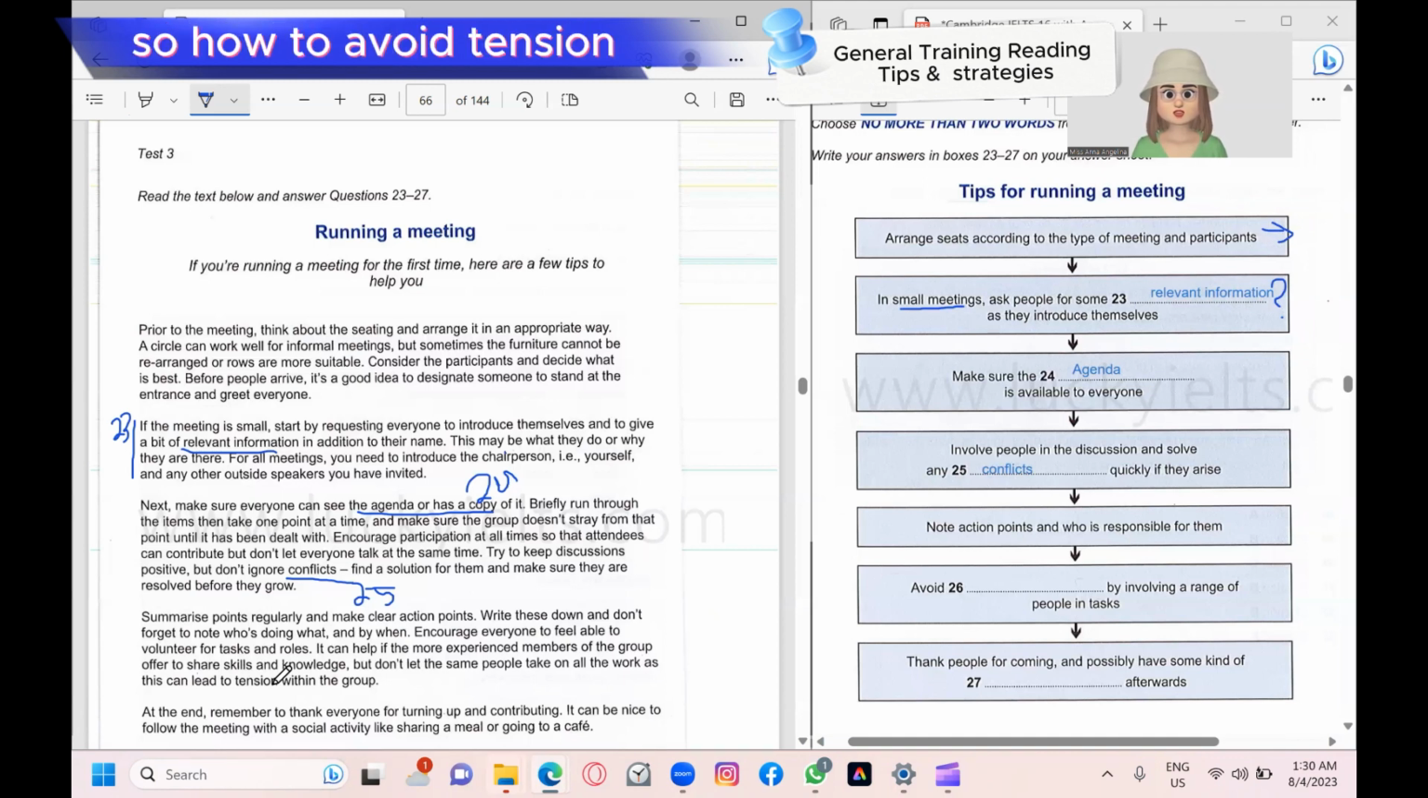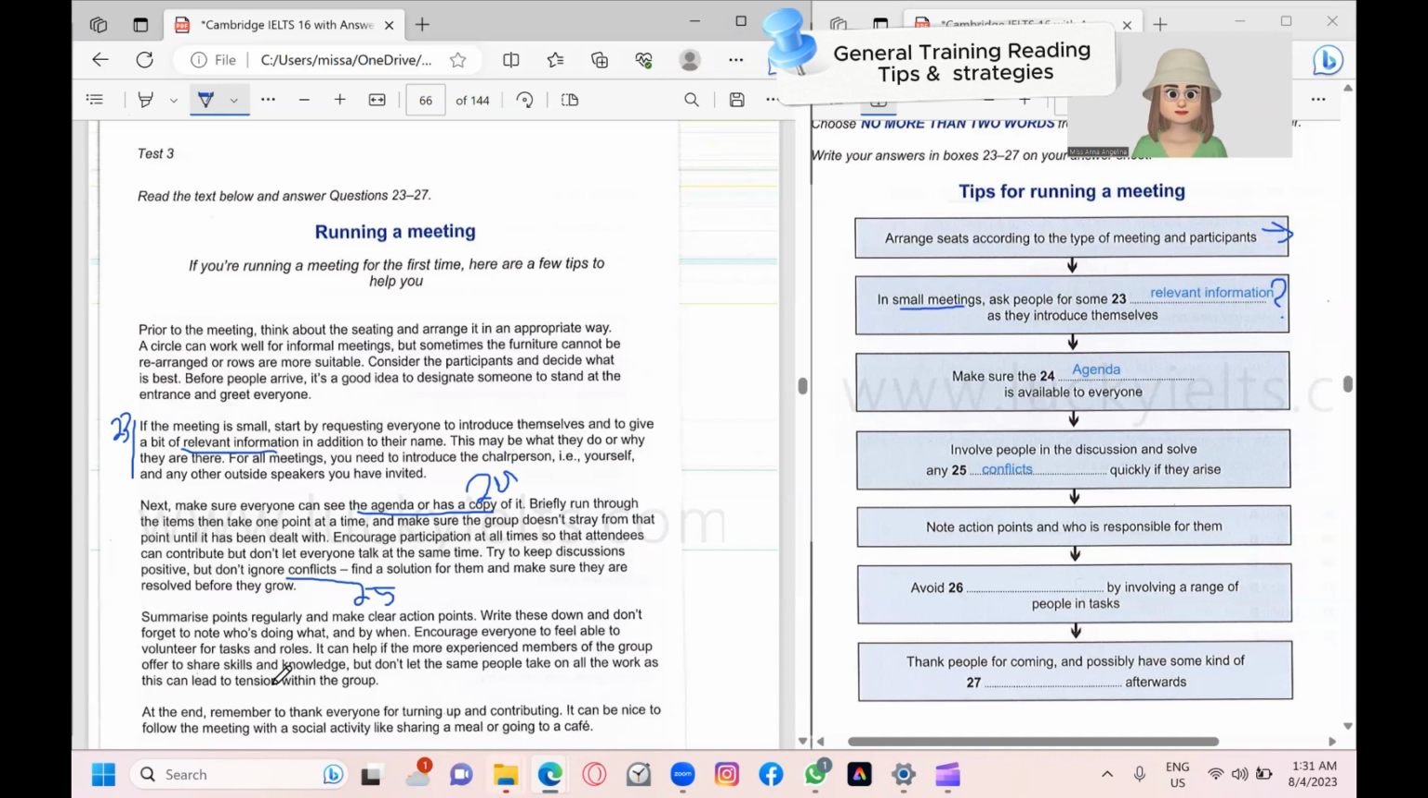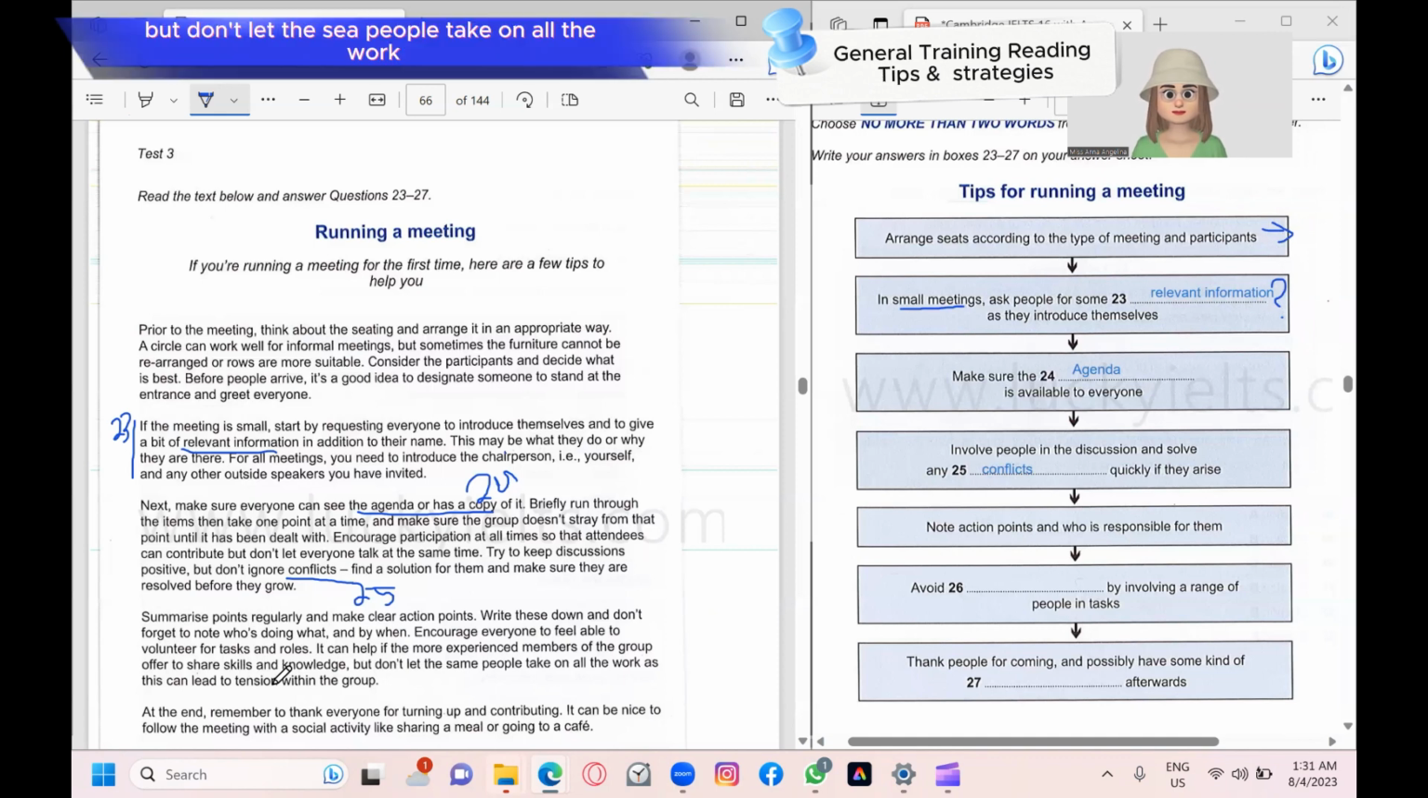So how to avoid tension? Avoid same people. Avoid same people by involving a range of people in the task. No, that doesn't make sense. But don't let the same people take on all the work, as this can lead to tension. When something leads to something, how can we avoid it?